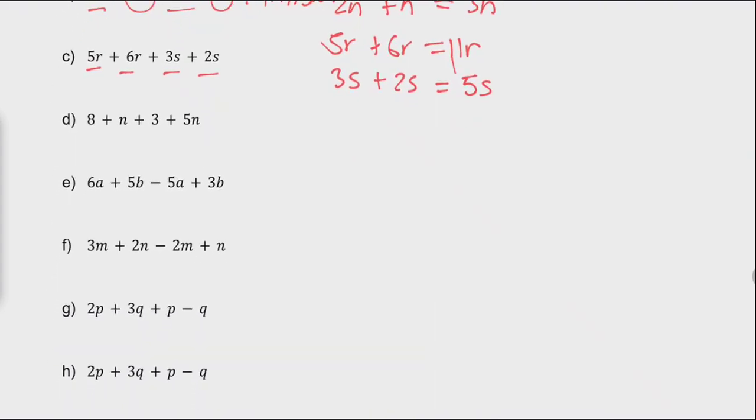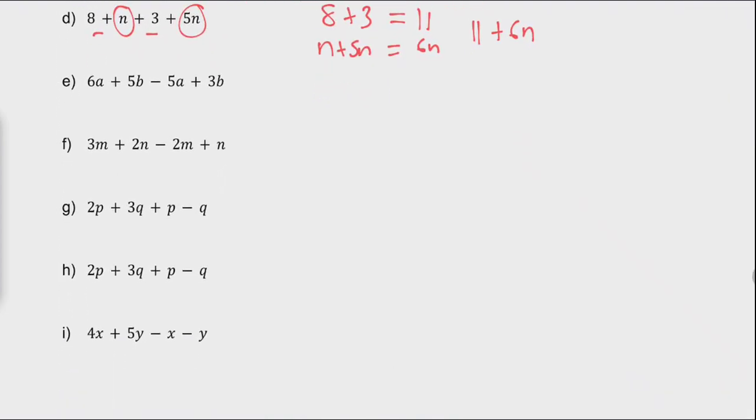Okay, and then you have 8 plus n plus 3 plus 5n. So let's think about our like terms. You've got your n terms and you've just got your normal number terms. Let's deal with our normal number terms. So 8 plus 3, that is 11, and then n plus 5n, that is 6n. So then we get 11 plus 6n.